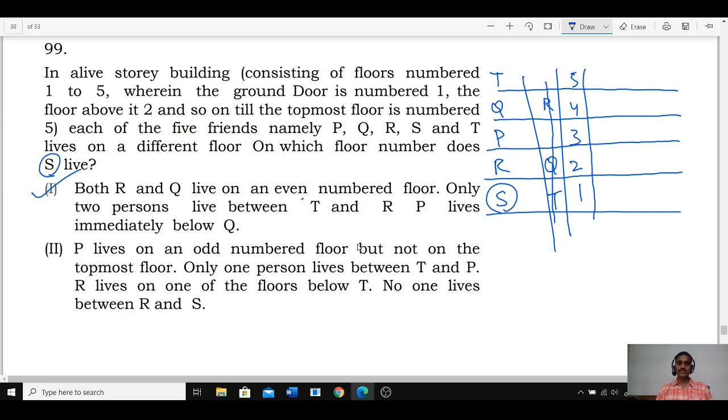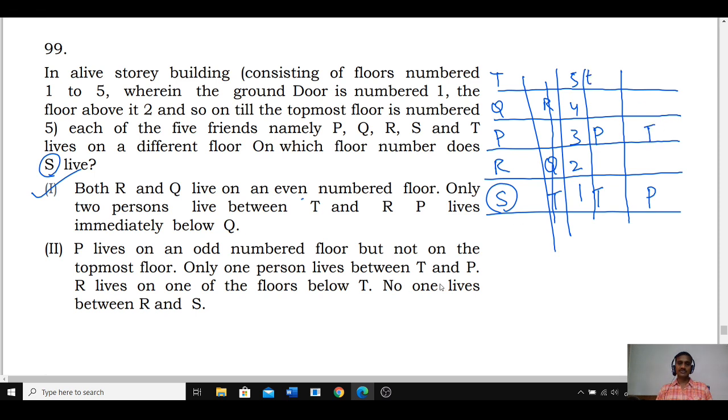Then coming to 2. P lives on an odd number floor but not on the topmost floor. So P could be on the third floor, or otherwise on the first floor. There are 2 different possibilities for this P. And only 1 person between T and P. With 1 person between T and P, T could be here, or here, or here.